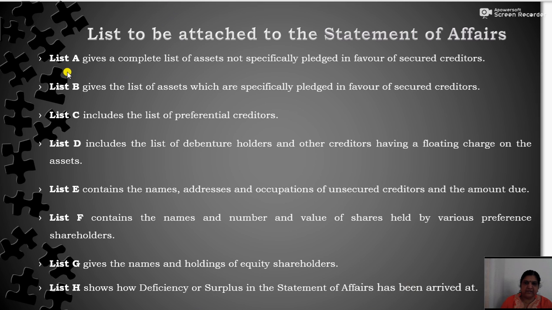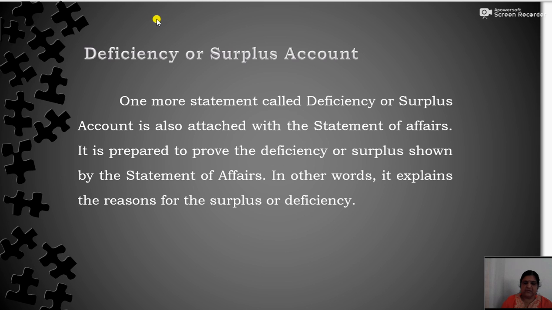So these are the different lists. List A, assets not specifically pledged. List B, assets specifically pledged. List C, preferential creditors. List D, debenture holders. Then list E, unsecured creditors. List F, preference shareholders. List G, equity shareholders. And list H, that is deficiency or surplus in the statement of affairs.